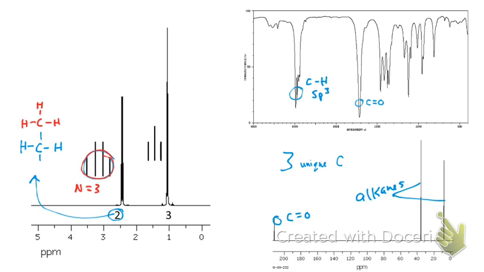Oxygen doesn't count. I think oxygen and halogens don't count. Let's see. No, halogens count as 1 hydrogen. Okay. Yeah, but oxygen doesn't count. 8 degrees of unsaturation, so it's probably going to be an aromatic. Good work.